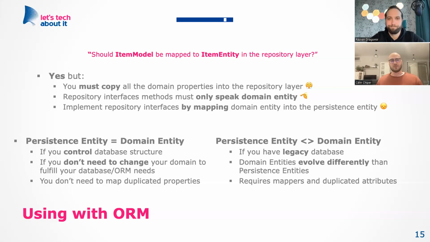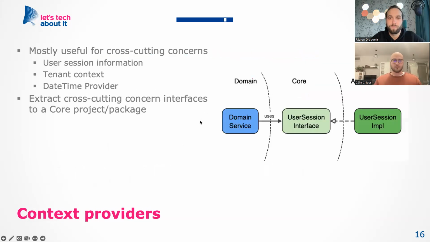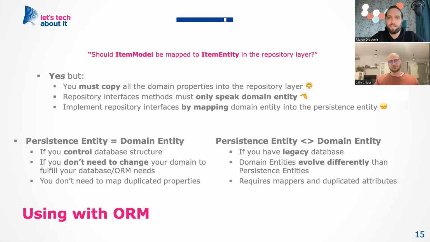Now, the second approach is to separate them, write some mappers and duplicate some attributes. And we recommend this approach if you have a legacy database or if your domain entities evolve in time differently than the persistence entities. If you have this in your application, then try to find a way to separate them. Yeah, the way I like to look at it is that in case you have, let's say, a database first approach, well, in that case, you might want to go with this approach. But if you control everything, like migration, then you can also have this rule in place to reuse some of the entities.